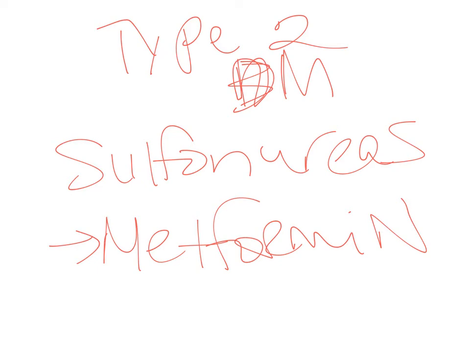Sulfonylureas, glipizide is one of them. These trigger the release of insulin from pancreatic beta cells. So that's how they can lower the blood sugar. It can hopefully trigger some more insulin to be released so that it can take the glucose into the cells for use. The sulfonylureas, I spelled that wrong. There's a Y in there. They can cause hypoglycemia as the most serious complication.